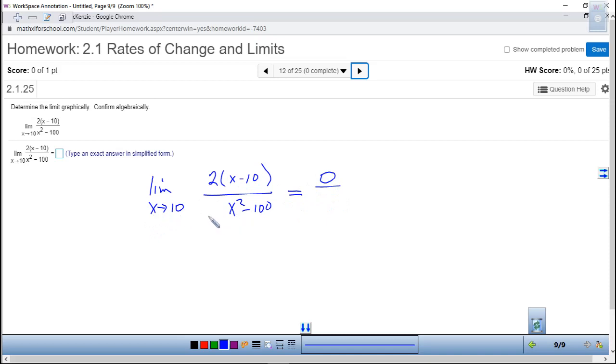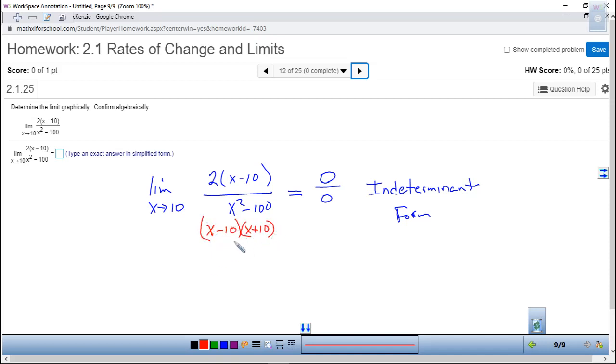Here, though, when we plug that in, 10 squared is going to give us 100. 100 minus 100 gives us 0. This is called an indeterminate form. Now, for right now, what that means is try something else. In other words, it means to do something algebraically to this thing to see if you can alter it in some way. Now, if you're on top of your game here, you're going to see that this down here is a difference of squares, so you can factor it. It can be x minus 10 times x plus 10.